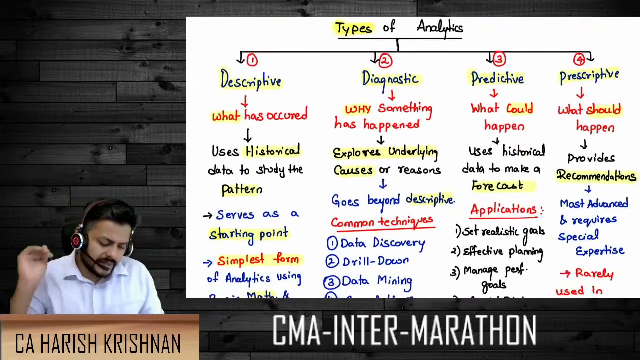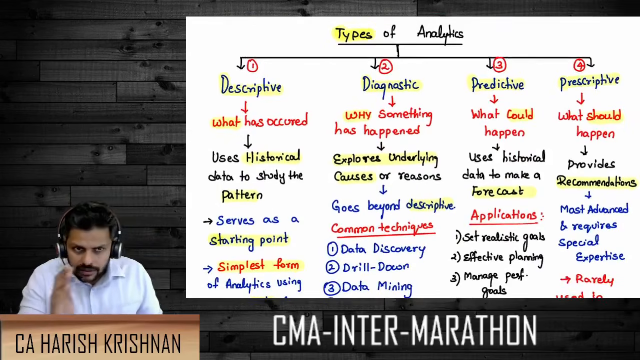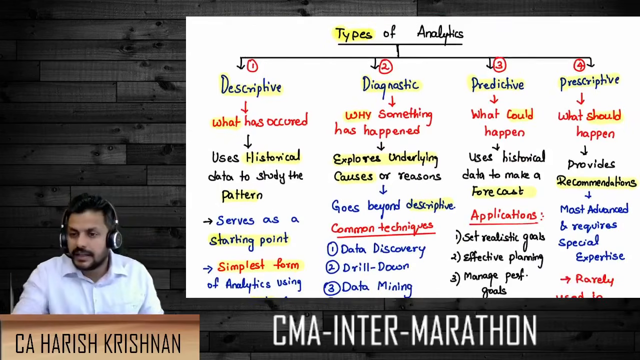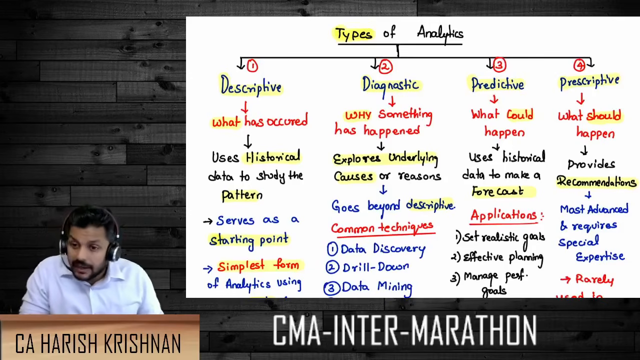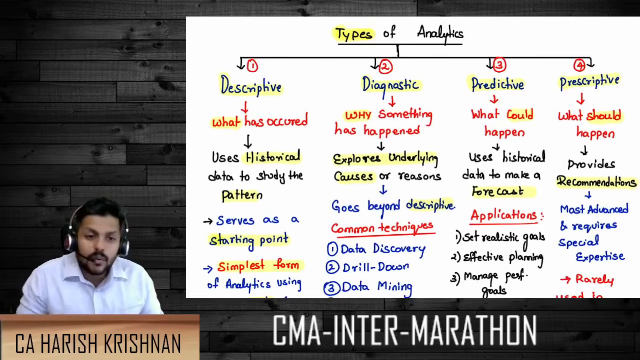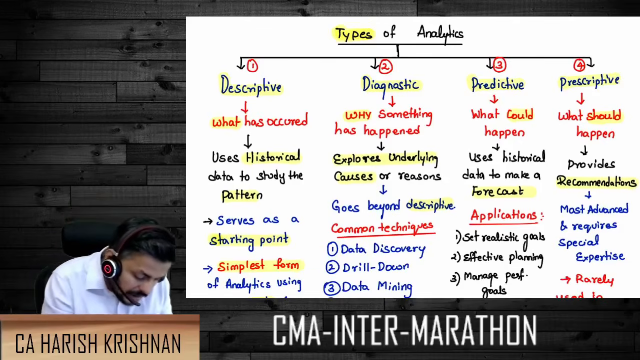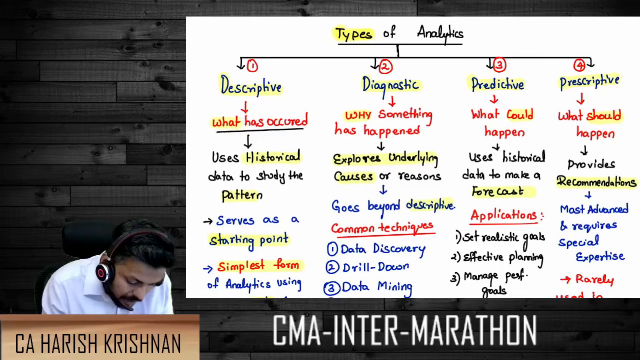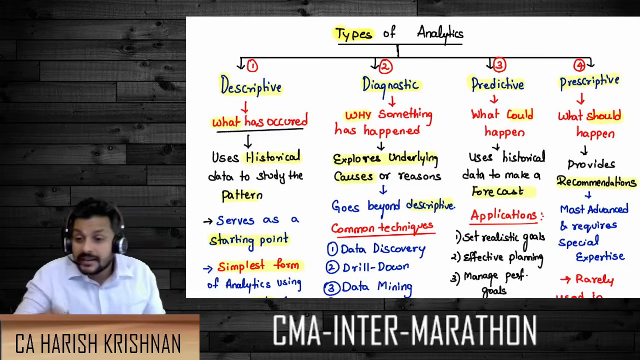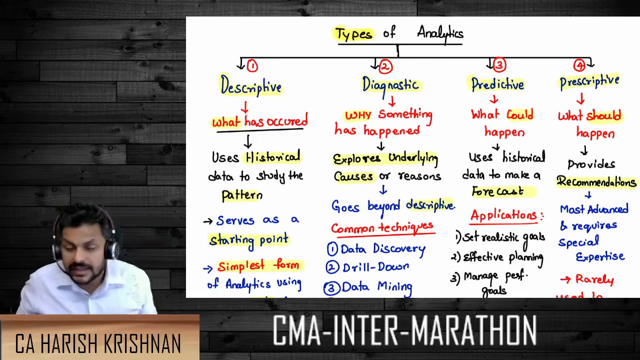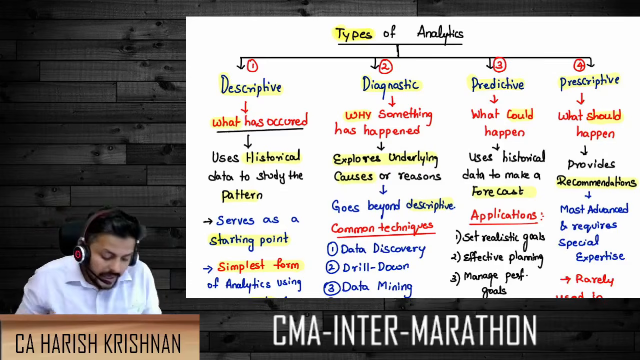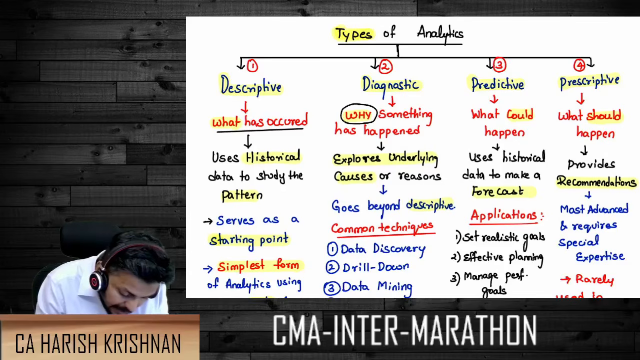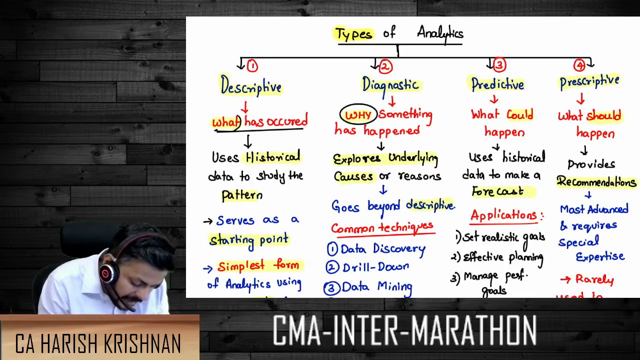Actually, this is a very simple topic, because it talks about what it is in the name itself. Descriptive analytics generally talks about the past, which describes what has already occurred. Then diagnostic, like in medical sciences, we talk about diagnosis. What happened, right? Why something has happened. If you just talk about what happened, it is descriptive.